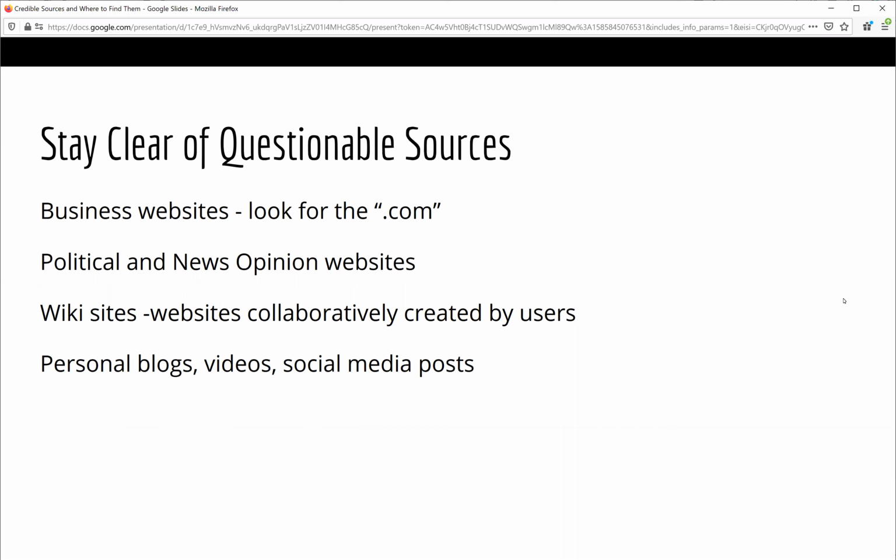However, articles published on a corporation website, let's say Nike or Coca-Cola, might have some internal bias. The article may promote the use of their product or may provide a skewed viewpoint of their particular industry. While these articles might be useful if you're writing a paper about that particular business, they should not be considered academic sources. In addition, articles found on political websites, news opinion websites, the editorial pages of newspapers, and wiki sites, as well as personal blogs, videos, and social media posts, are not considered academic sources. They might provide some background information, but they should not be relied upon for your college-level research.